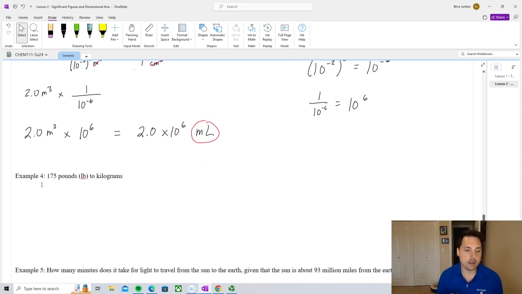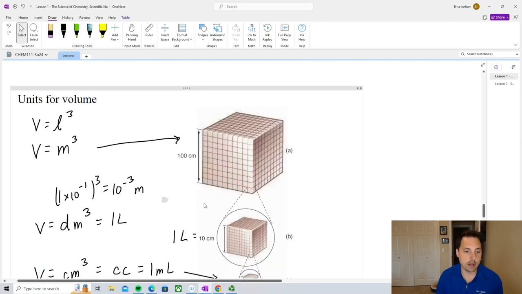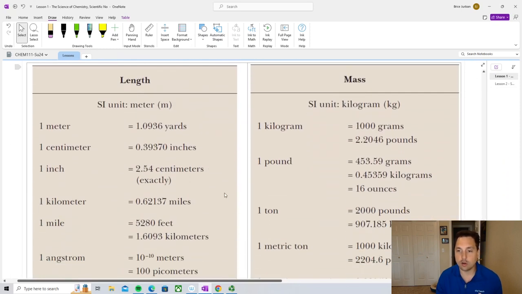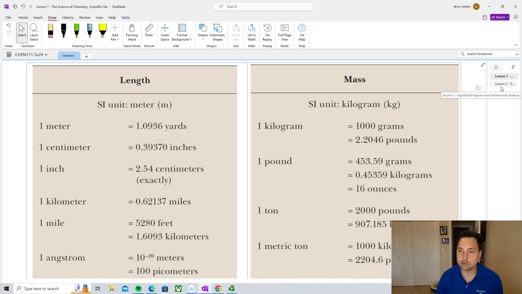Example 4 looks at a mass that's in pounds, and we want to convert it to kilograms. In this case, we're using an imperial unit, the pound, and we need to know how many kilograms there are in 1 pound. We could use the direct conversion right here. So 1 pound is equal to 0.45359 kilograms. By the way, these are all on the back page of your textbook. 0.45359.